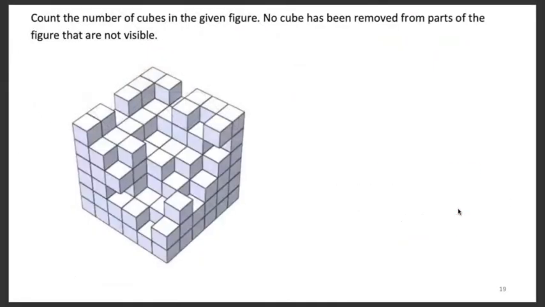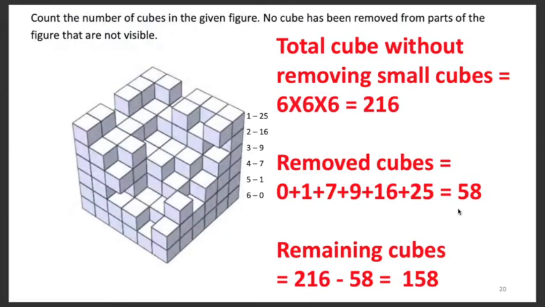We're given here a figure. You have to count the number of cubes in the figure. No cube has been removed from the parts of the figure that are not visible. Okay, we're given here a 3D object. You have to count the total number of cubes that this 3D object has. We are also given the condition that no cubes have been removed from the part of the figure that is not visible, that's the backside of this figure. The total is 6 by 6 by 6 cubes.